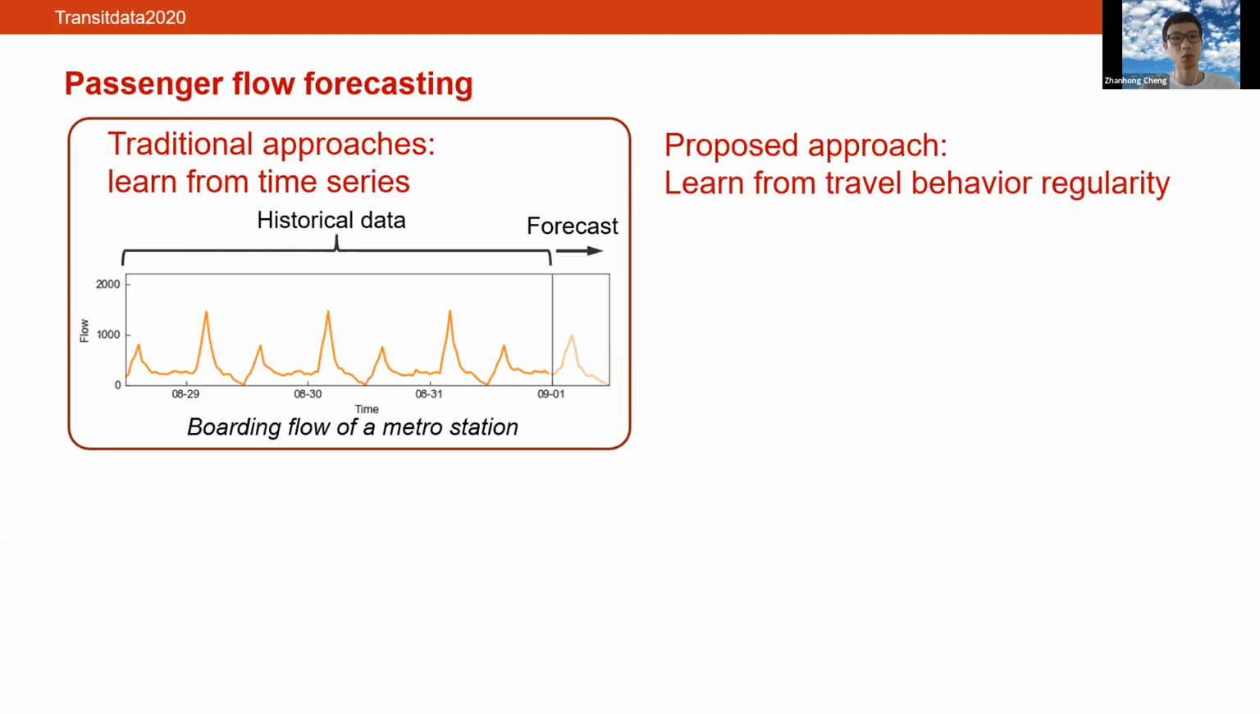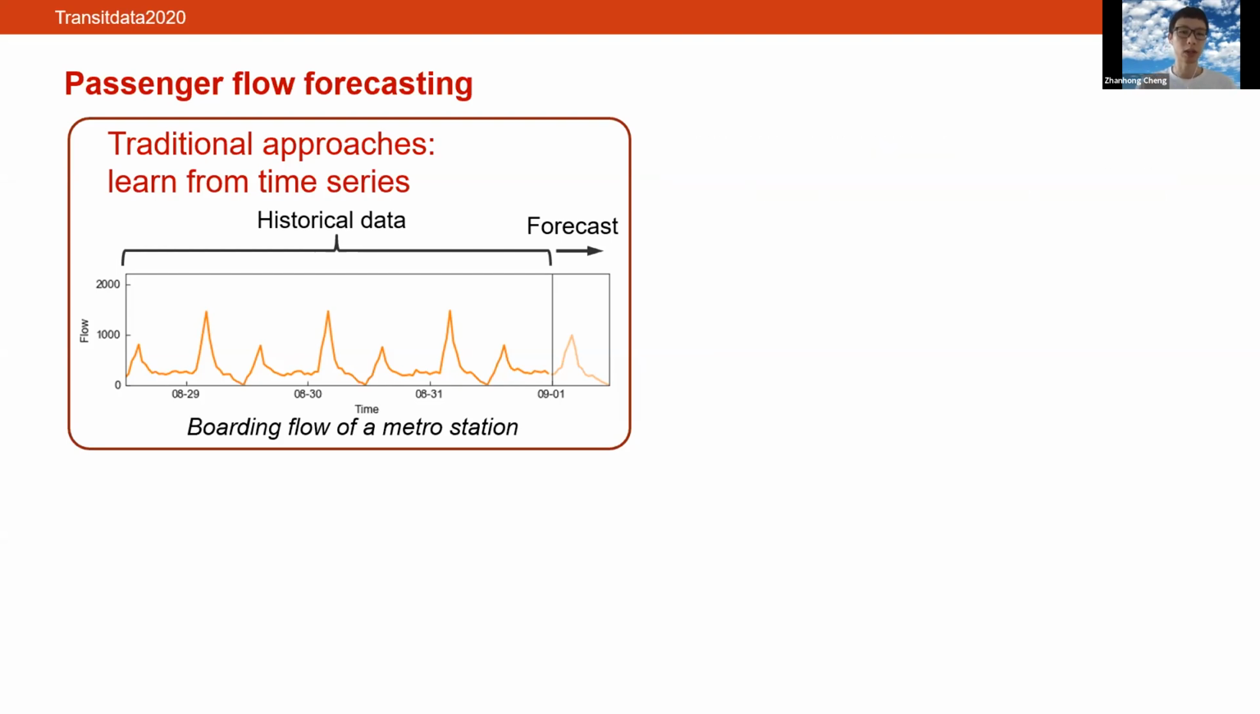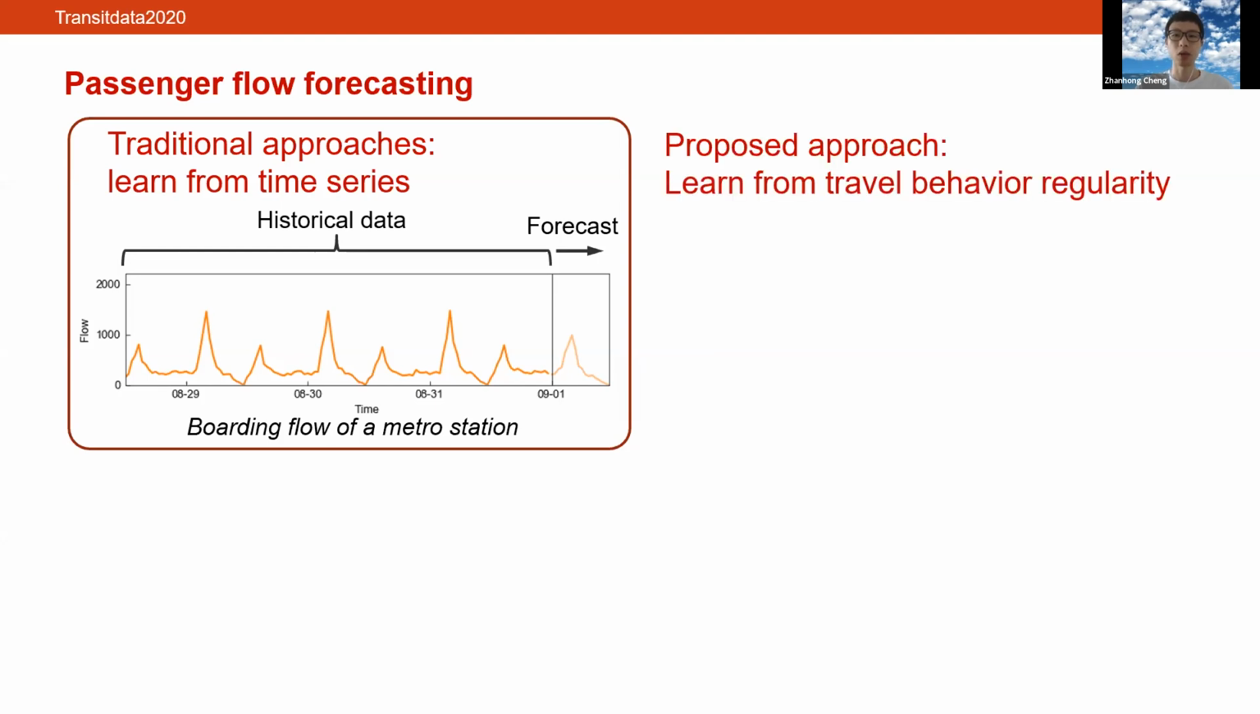In traditional methods, we model it as a time series problem, where we use historical data to learn the model, and after learning the model, we use it to do the forecast. All we know about the passenger flow is the aggregated count data. But in this work, we want to show that travel behavior regularity also plays a very important role in passenger flow forecasting, but this is often ignored in traditional methods.